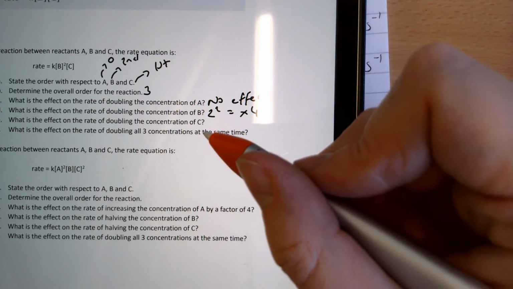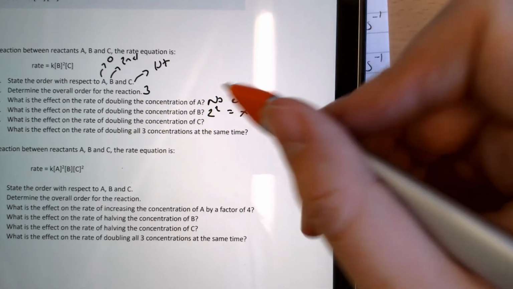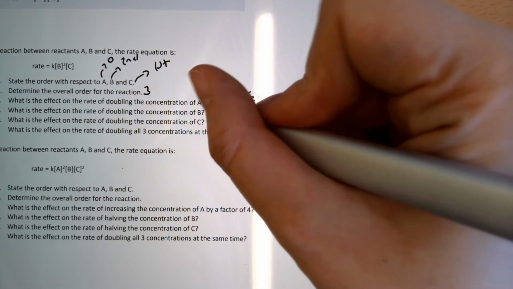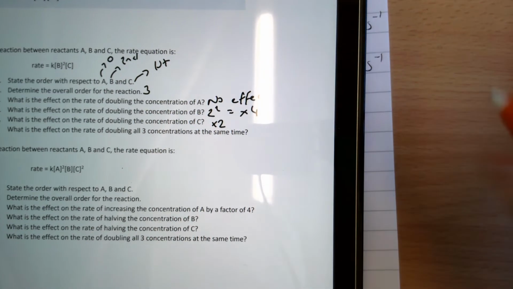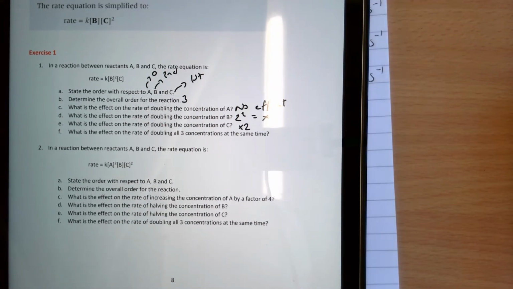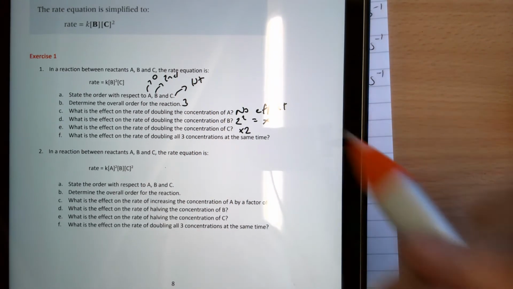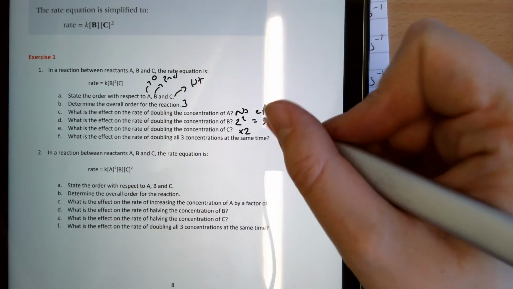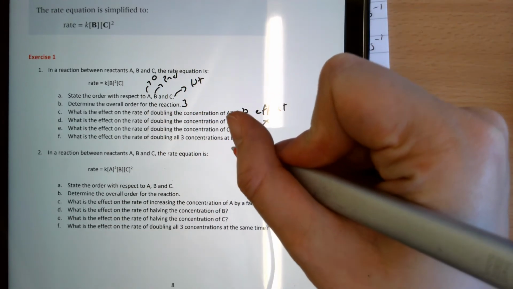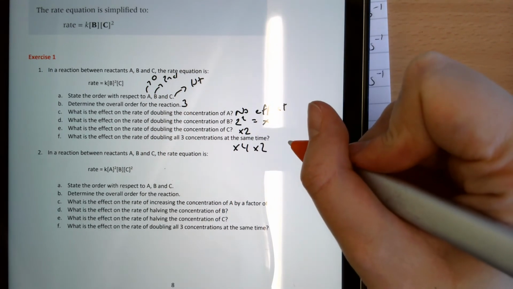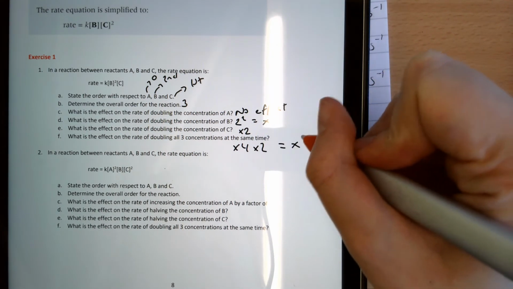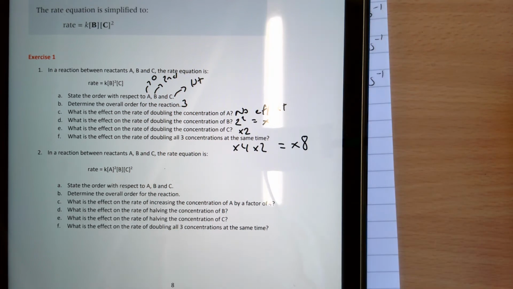What is the effect if I double the concentration of C? Well, C is first order, so whatever I do to the concentration, I also do to the rate. If I double the concentration, I double the rate, so I increase by a factor of 2. What is the effect of doubling all 3 concentrations at the same time? Well, with A, it had no effect. With B, it increased by a factor of 4. With C, it increased by a factor of 2. So I've got 4 times 2, overall it's going to increase by a factor of 8.